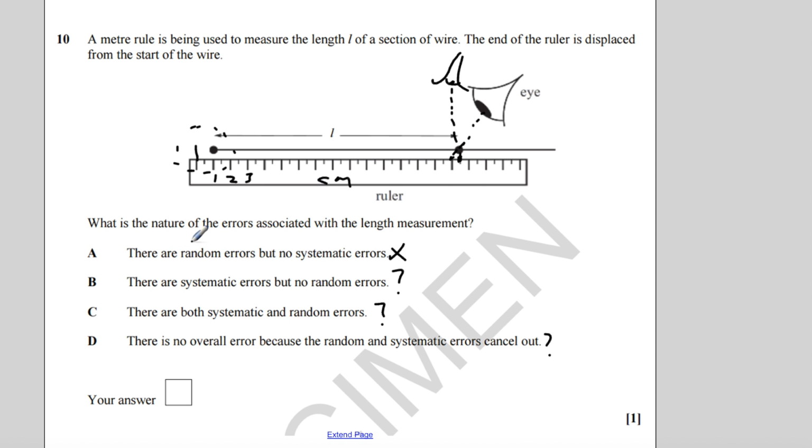So let's check those answers again. It could have been A because there are random errors, but we've decided there's no systematic errors. There are systematic errors, but no random errors. So we know that one's not true because there are random errors. There are both systematic errors and random errors. Well, that one is true. And there is no overall error because the random errors and systematic errors cancel out. That one's not true because you'll never get the random errors and the systematic errors to be absolutely the same value. So we know that this answer is answer C.